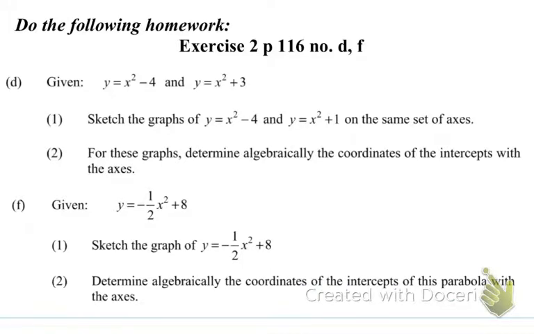Now for your homework, this exercise 2, you have to sketch some graphs. Please do not sketch the one with x plus 3, it has to be x plus 1, like here in the question. Sketch the graphs of y is equal to x squared minus 4 and y is equal to x squared plus 1 on the same set of axes, and then determine the coordinates of the intercepts. And the same for number F. Just draw the graph and determine the coordinates of the intercepts. If you can, press pause and do the exercise, and when you are ready you can come back and we can mark it together.